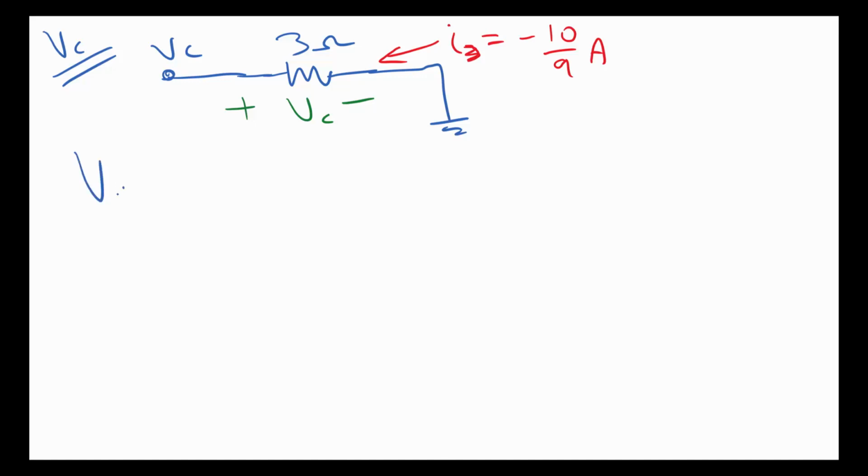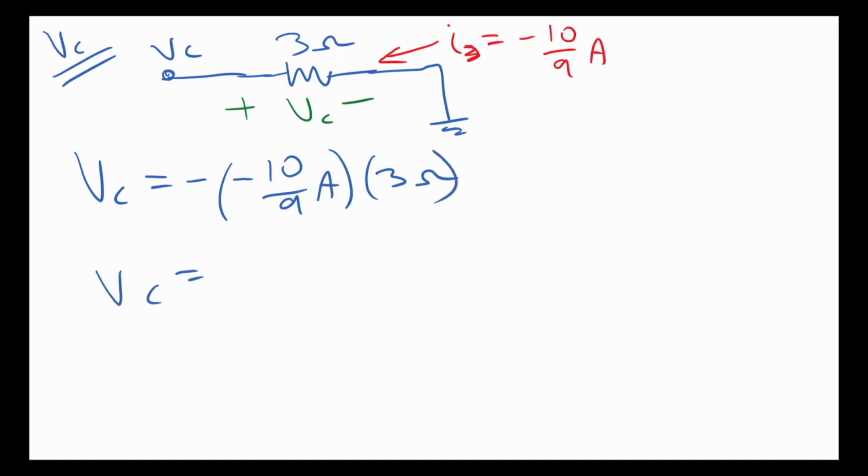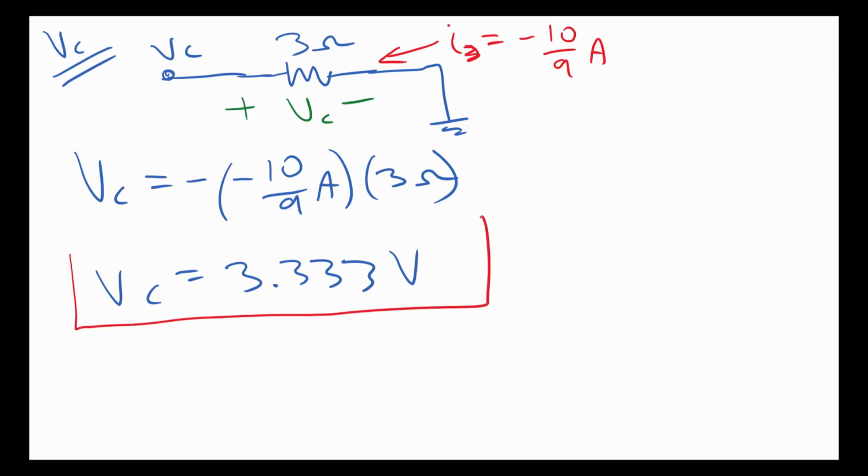So when we solve for it, we see that the current is going in the opposite direction of the voltage drop that it normally would, so we have to use a negative version of Ohm's law. It's going to be minus the current, minus 10 over 9 amps, times the resistance, which is 3 ohms, and then VC works out to 3.333 volts. That is the first node voltage that we solved for, and it is the exact same value as what we got when we did node voltage analysis.